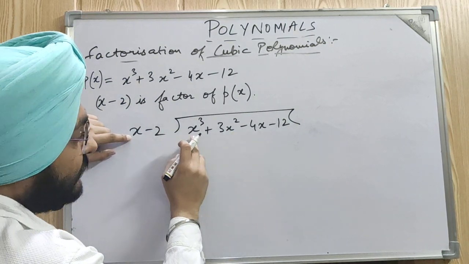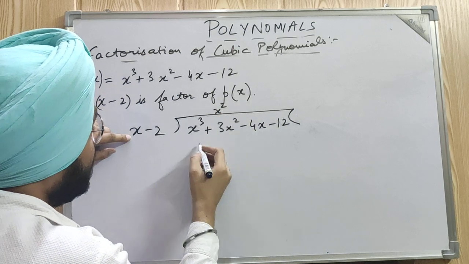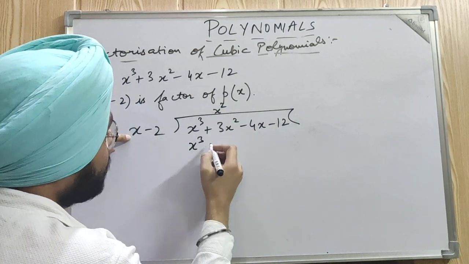So x should be multiplied with x square to get x cube. Minus 2 into x square will be what?